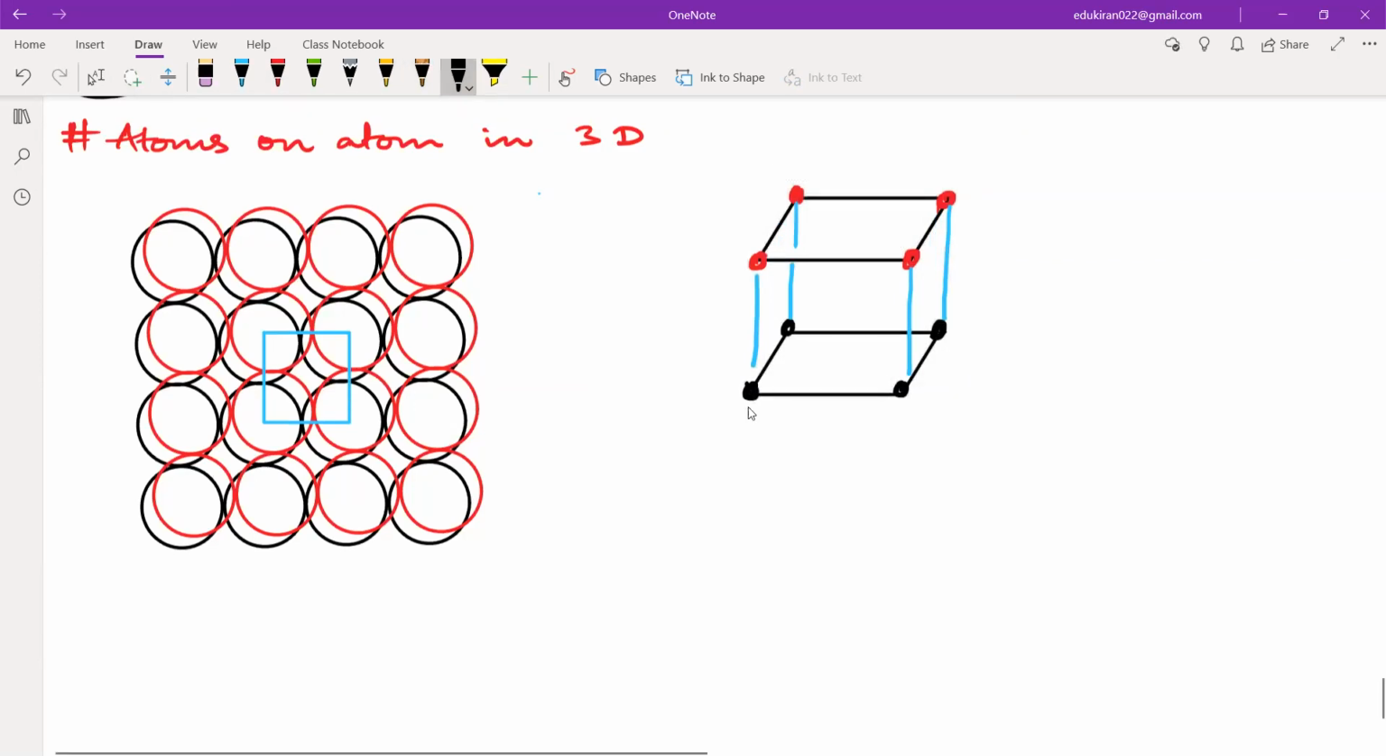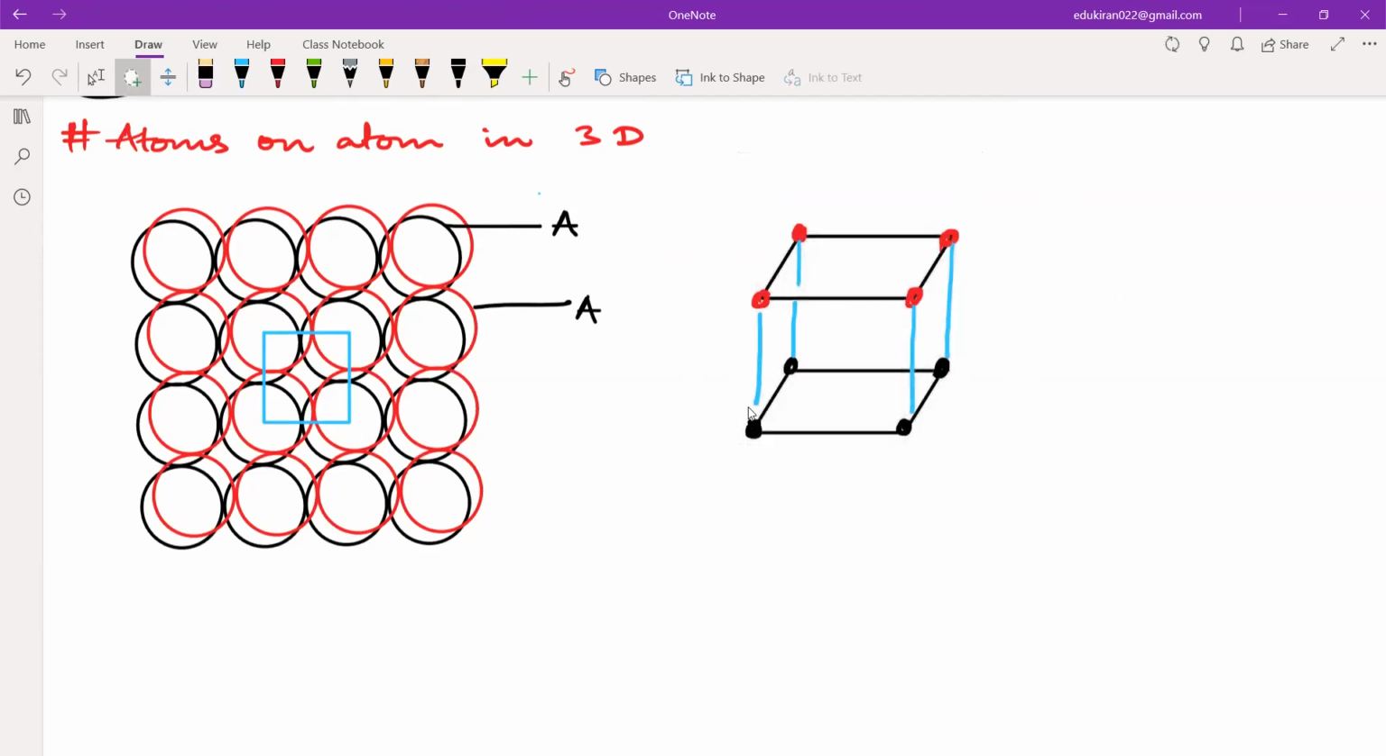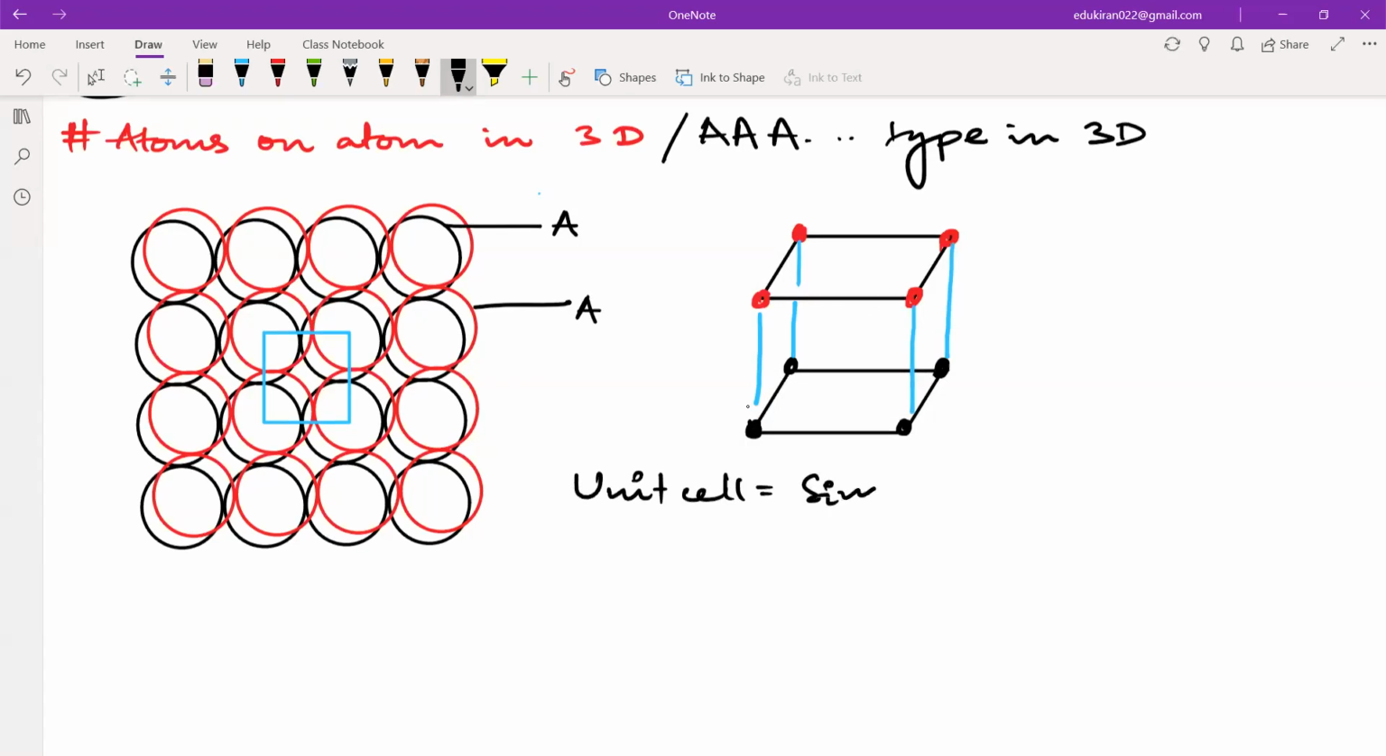We can also say that this black layer is layer A. Then this red layer is also the same layer A. Then again we will have another layer that will also be layer A, because all of them are atoms on atoms. They are indistinguishable. So let me write it here. This is A type in 3D, and the unit cell is simple cubic.